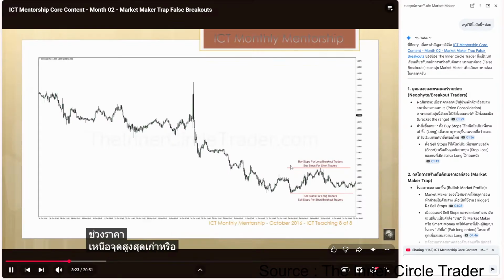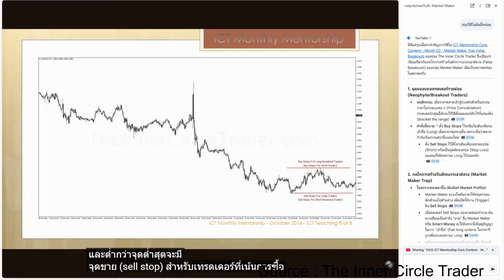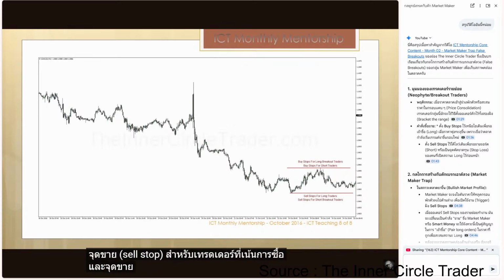Above the old high or recent high, they will have buy stops for long breakout traders. And anyone that would be short, obviously, their buy stop would be resting above that high. And below the lows, there would be sell stops for long traders and sell stops for short breakout traders.